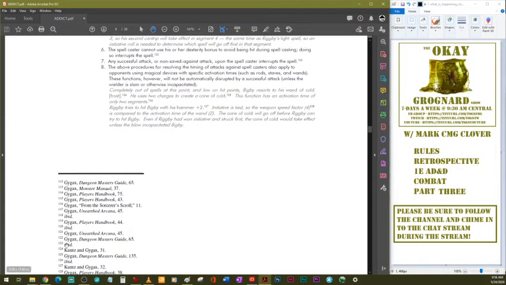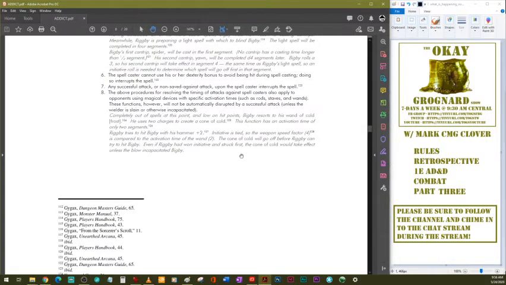We've got 122. We've got Dungeon Master Guide, page 65. That may be something worth looking into a little more deeply at some point, because I think this almost contradicts itself. It may just be saying this is why you cannot do it. See, even that doesn't quite work for me. All right, well, let's move on. Number 7. Any successful attack or non-saved attack upon the spellcaster interrupts the spell. That's pretty clear. Number 8.